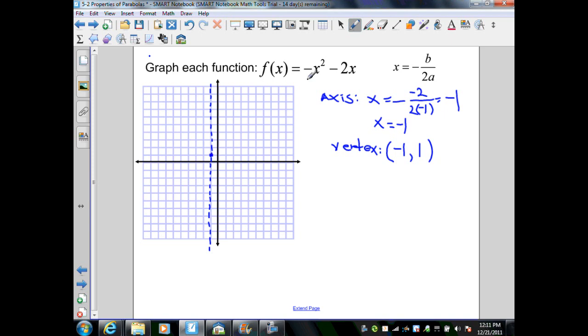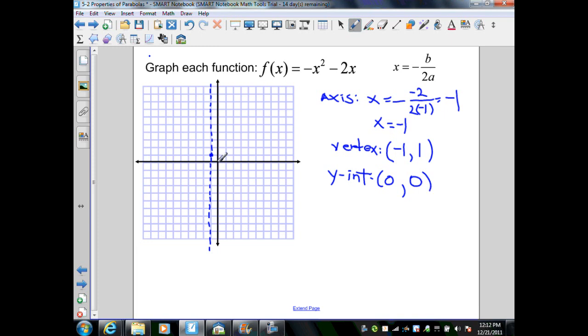I also know from looking at the given problem that my a is negative. Therefore, my parabola will open down. That tells me that this vertex is a maximum value in my problem. Now I need to find the y-intercept. And I know my y-intercept is 0, comma, c. And my c here is 0 since it's not present.